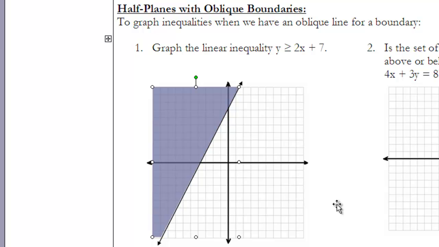So once I've shaded in that area, that would represent the solution set to the inequality y is greater than or equal to 2x plus 7. Now all of the ordered pairs that are in the shaded region, so that half plane plus the boundary line, would all be members of that solution set.